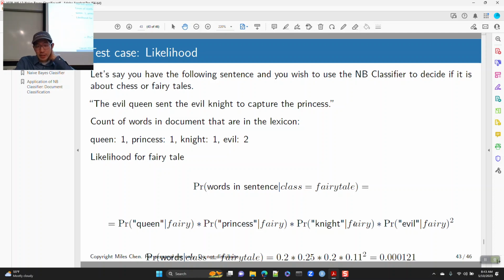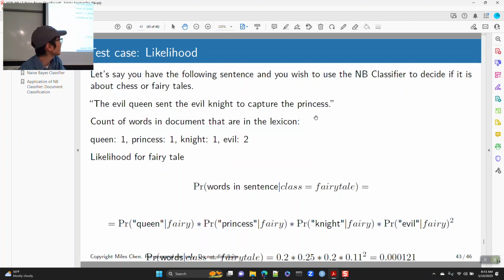Okay, so anyway, let's say we decide to use a naive Bayes classifier here. And so let's say this is our sentence: The evil queen sent the evil knight to capture the princess. Okay, so is this a sentence about chess or a sentence about fairy tale, right? It's a bad sentence, but whatever.